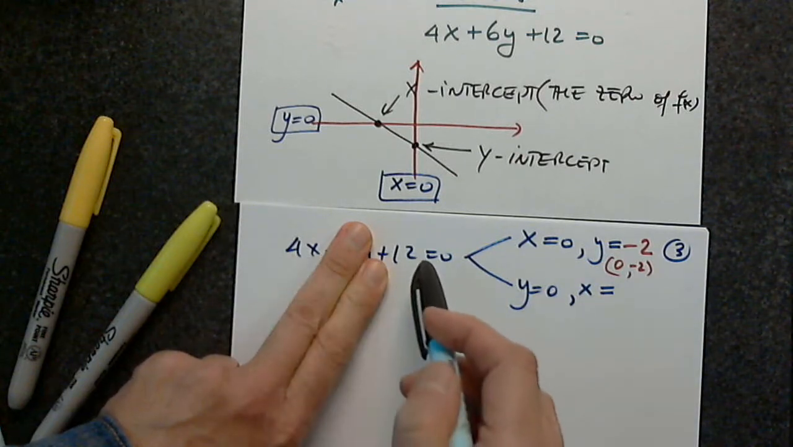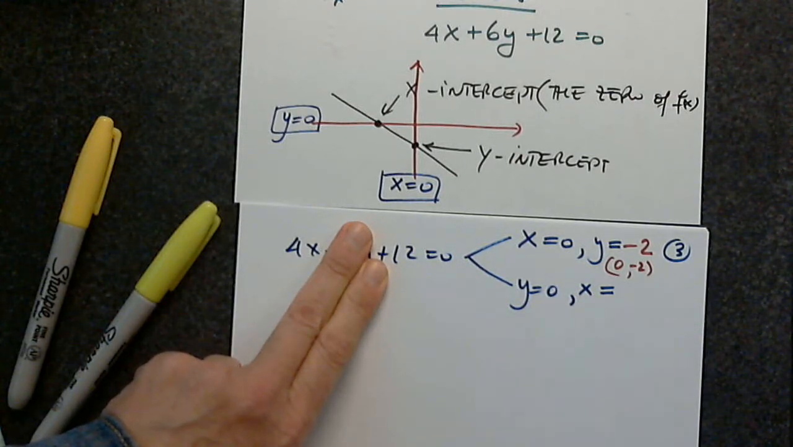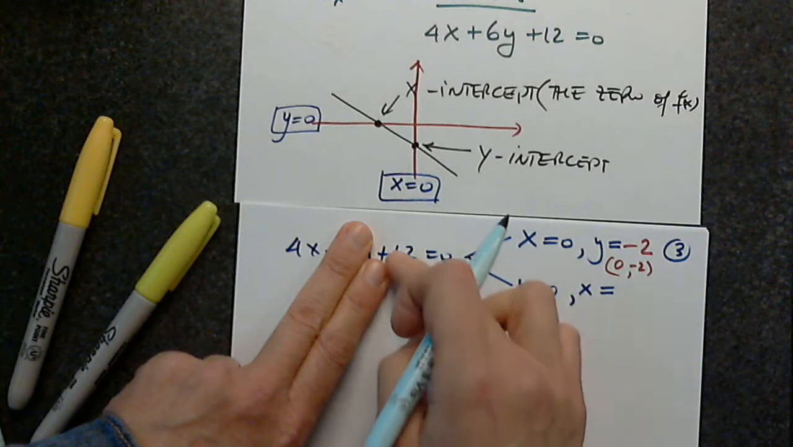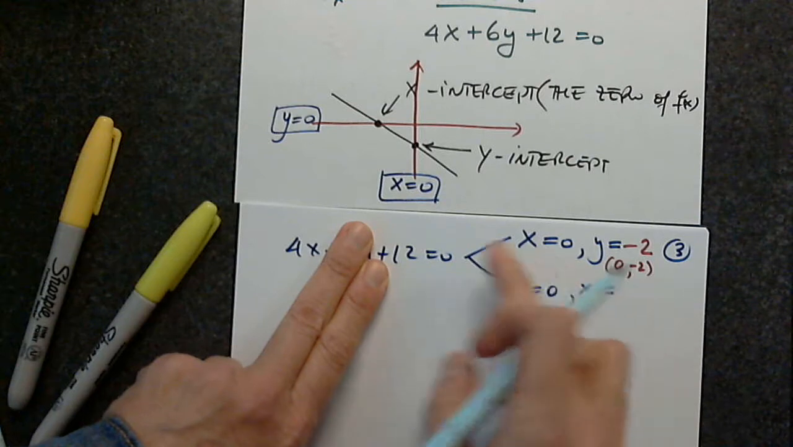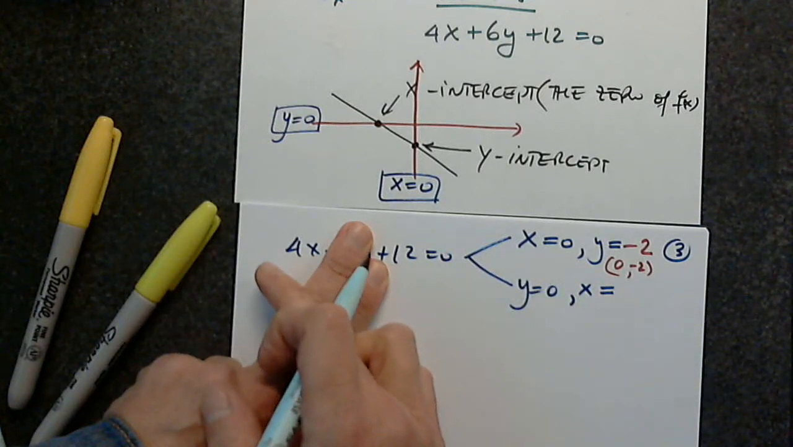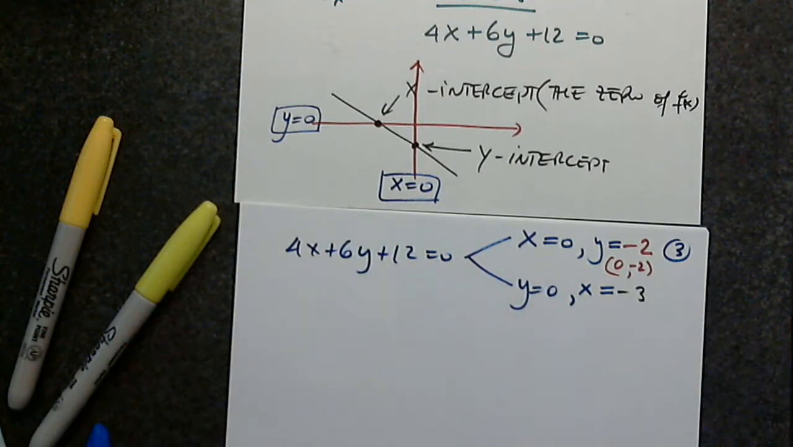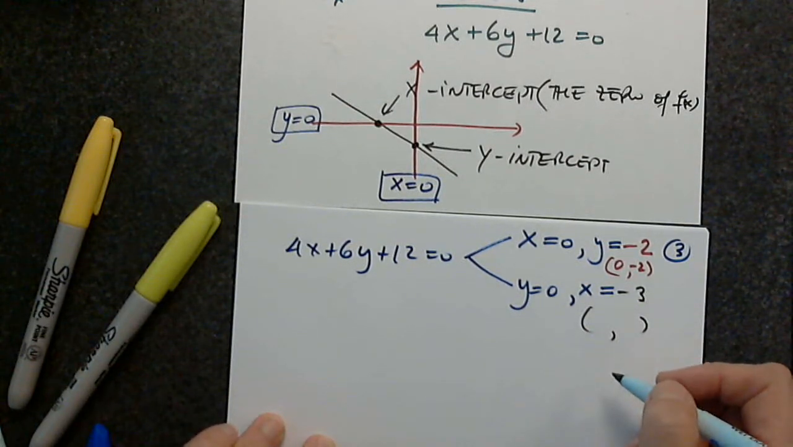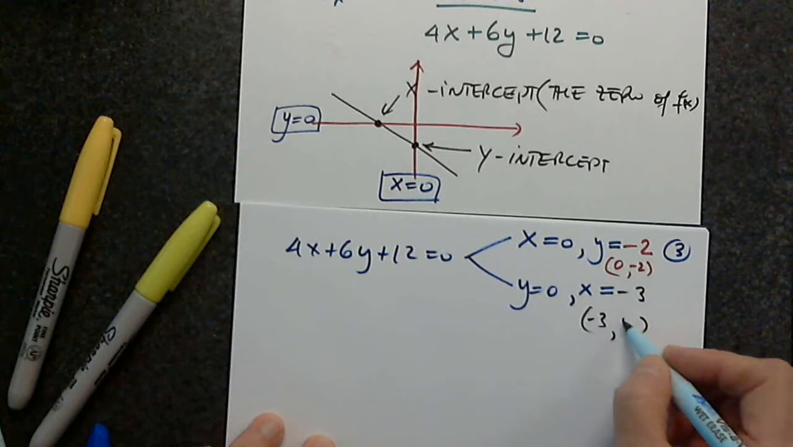Now I have 4x plus 12 equals 0. How much is x? Well, yes, because you have to imagine that you're moving 12 to the other side and divide by 4. Okay? This is something we did last month. So the ordered pair will be negative 3, 0.